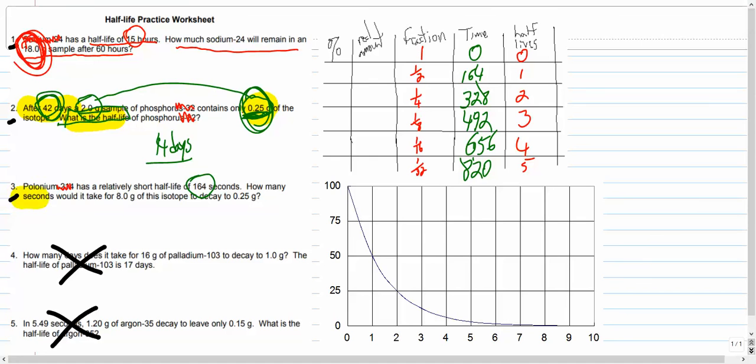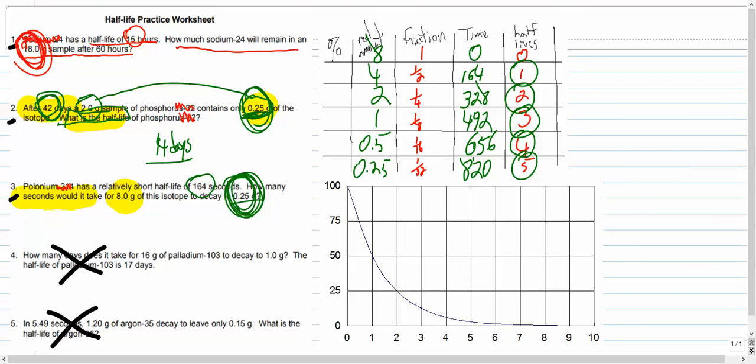How many seconds would it take for 8 grams? So our starting amount is 8 grams. So I'm going to put an 8 right here. And we're going to get whittled down to 0.25 grams. So if we cut 8 in half once, we're down to 4. If we cut 8 in half twice, we're down to 2. If we cut it in half a third time, we're down to 1. If we cut it in half a fourth time, we're down to 0.5. If we cut it in half a fifth time, that's 0.25. And that's how much time we had in the problem.